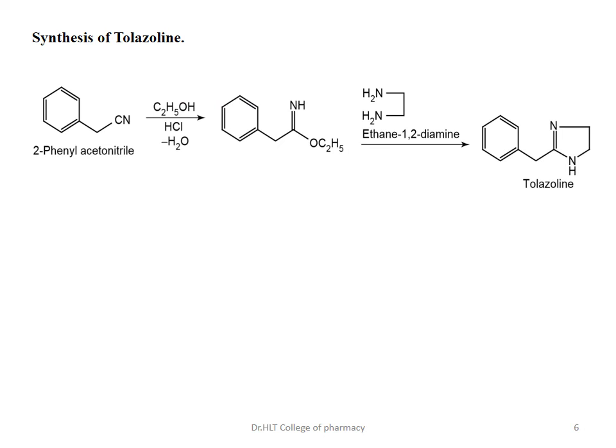This is the synthesis of tolazoline. When 2-phenylacetonitrile is treated with ethyl alcohol in the presence of hydrochloric acid, an amino derivative is formed. This, upon treating with ethane-1,2-diamine, gives tolazoline.